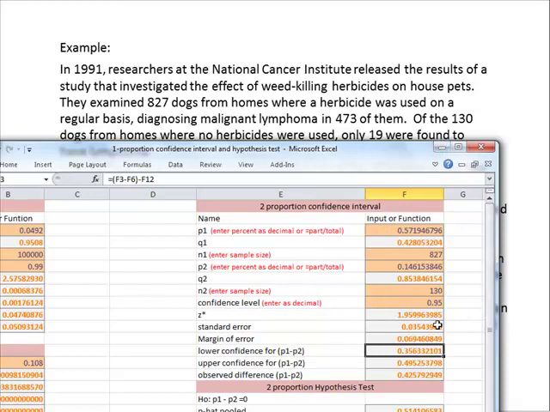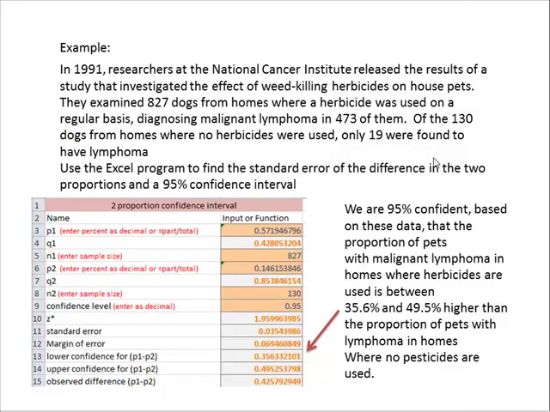And then the question was to calculate the standard error, which it did for you right there. You could have done it by hand if you did the square root of P1 times Q1 divided by N1 plus P2 times Q2 divided by N2. So that's that value, 0.035. All right, so this one's your standard error, and then this confidence interval says we are 95% confident based on the data that the proportion of pets with malignant lymphoma in homes where the herbicides are used is between 35.6% and 49.5% higher than the proportion of pets with lymphoma in homes where no pesticides are used.